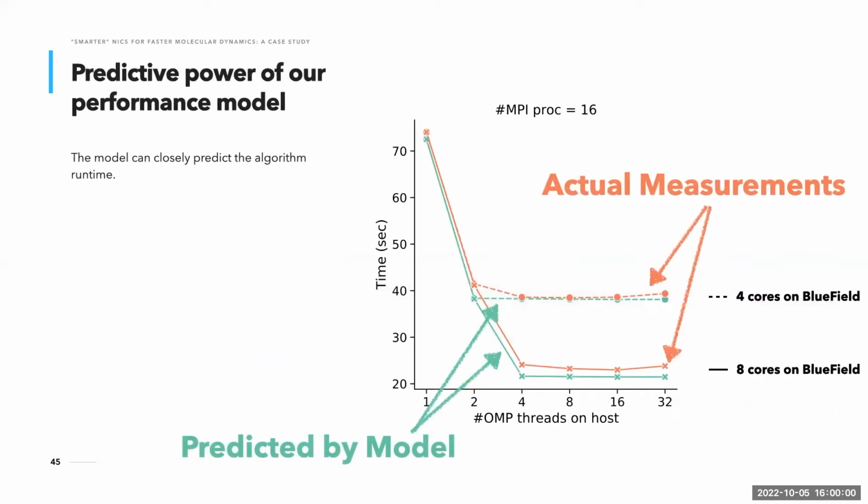This figure compares the estimated time for the off-pass algorithm, green lines, with the actual measurements, orange lines. In this plot, the x-axis is the number of OpenMP threads on the host and the y-axis is the time in seconds. We show the result for two configurations. One configuration uses 4 cores on Bluefield and the other uses 8 cores on Bluefield. As shown in this figure, the model can closely predict the algorithm runtime.